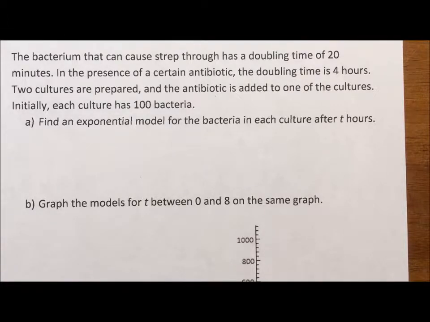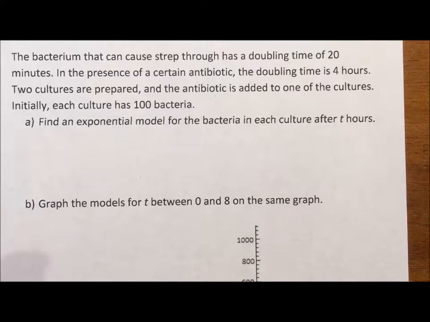In this one, it says the bacterium that can cause strep throat has a doubling time of 20 minutes. In the presence of a certain antibiotic, the doubling time is 4 hours, which is way better. The cultures are prepared and the antibiotic is added to one of the cultures. Initially, the culture has 100 bacteria. Find an exponential model in each culture after T hours.